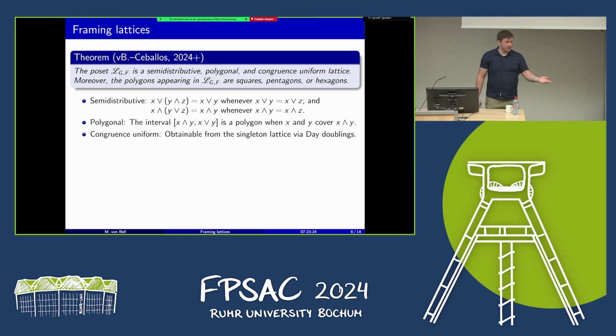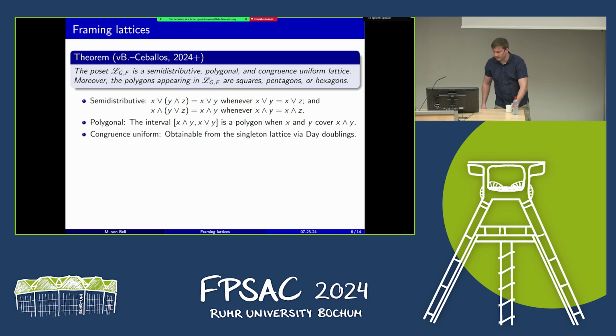So these posets are lattices, first of all, and they're also known to be semi-distributive, polygonal, and congruence uniform. And moreover, all the polygons that can appear in these are squares, pentagons, and hexagons. So just a couple of reminders on definitions there. Semi-distributivity just means that the meets and joins distribute over each other under certain conditions.